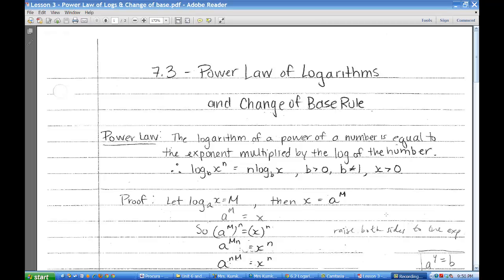Today we're talking about the power law of logarithms and the change of base rule. We touched upon the change of base rule a little bit in lesson 2, but we're going to come back to it again later in the lesson today.